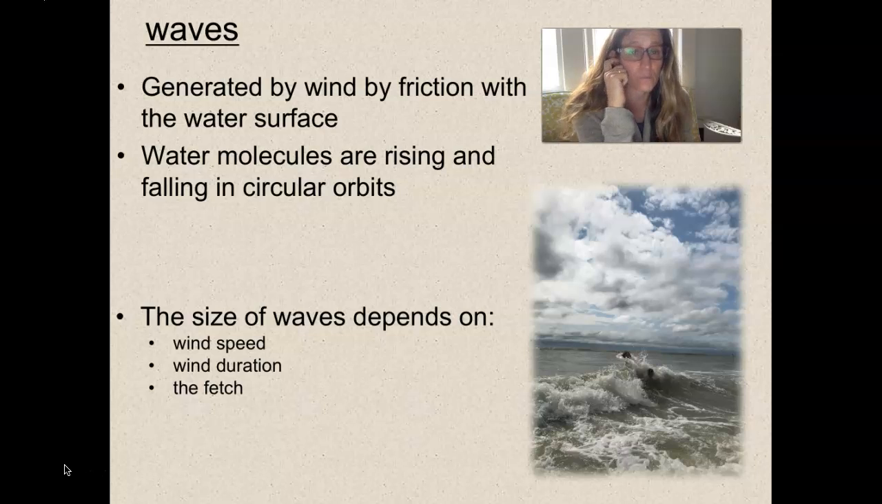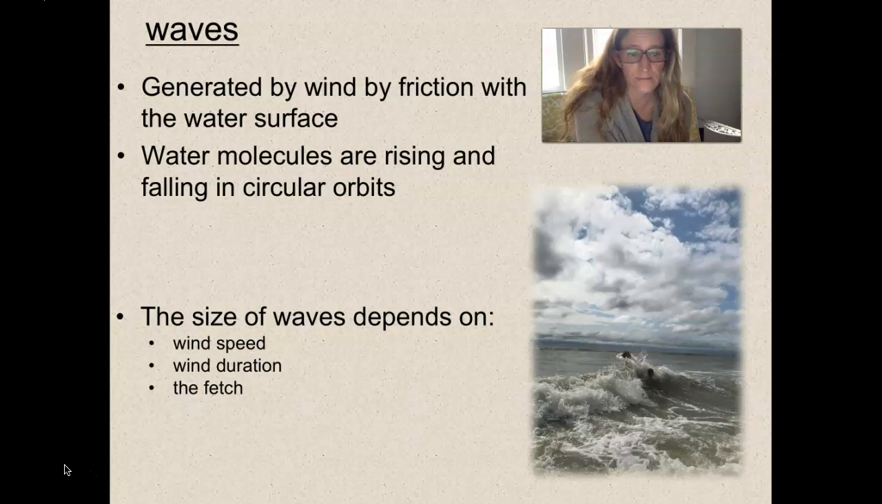Waves are generated by wind. Wind blows from high pressure to low pressure. Those pressure systems are created by differences in heating on the Earth's surface. So high to low pressure, when that happens, the atmosphere is moving. The wind molecules, the gas molecules, are moving. They have friction with the surface of the ocean, and they create little capillary waves. As the wind continues to blow, those little waves get bigger and bigger.